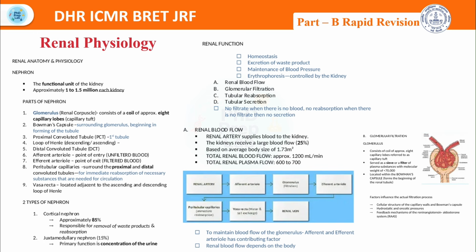Then there is the DCT, the distal convoluted tubule, and there is the afferent arteriole, which is the point of entry of the unfiltered blood, and the efferent arteriole, which is the point of exit of the filtered blood. Then there are peritubular capillaries, which surround the proximal and distal convoluted tubules for immediate reabsorption of necessary substances that are needed for the circulation. Then you have the vasa recta, located adjacent to the ascending and descending loop of Henle.